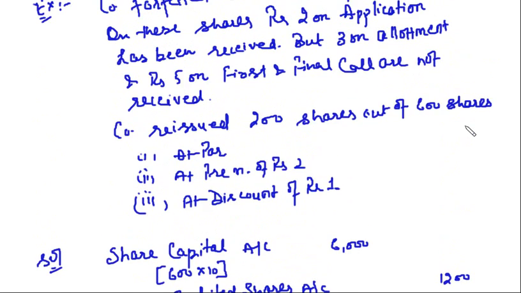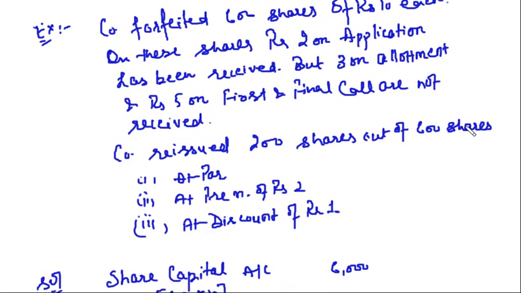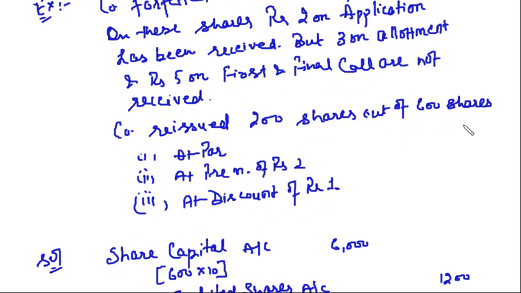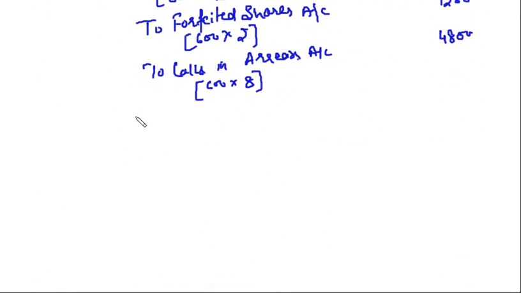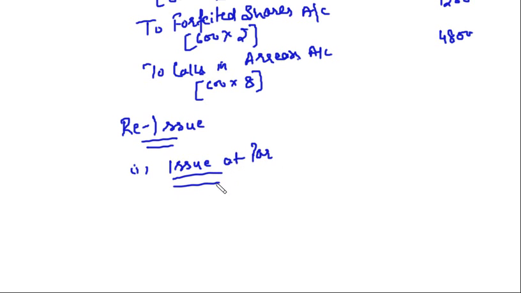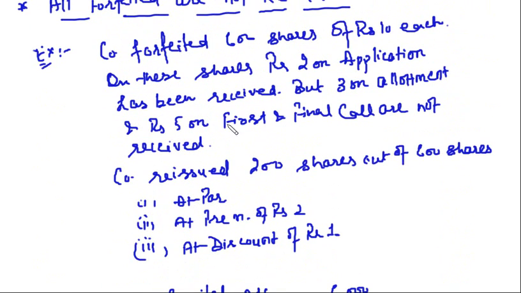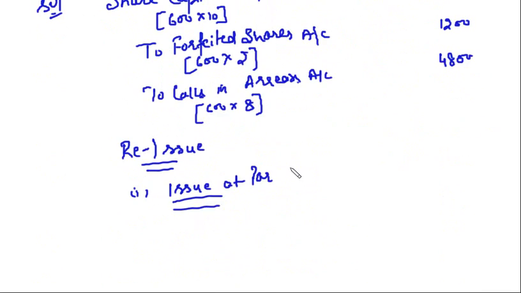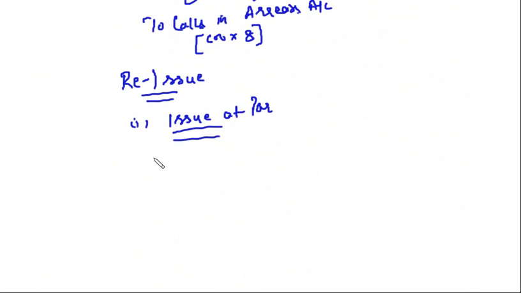Now, we have to reissue only 200 shares. Right? What is the entry for reissue of 200 shares at par? At par means for rupees 10. Now, let us see what we are going to do for reissue. Case 1, issue at par. What will be the entry if you are reissuing 200 shares at par? That means at the rate of rupees 10.